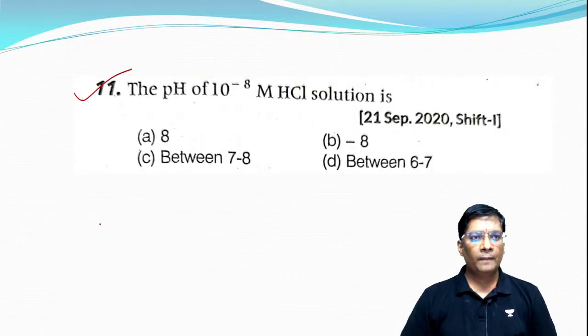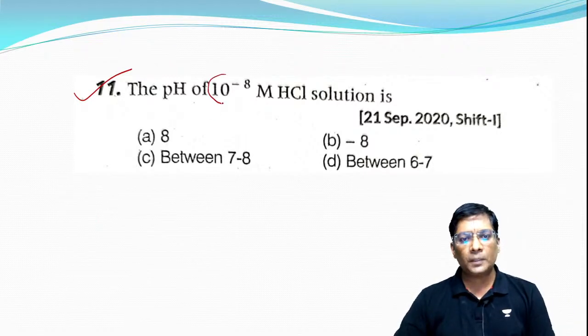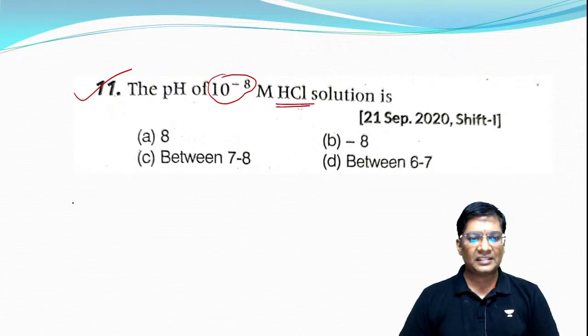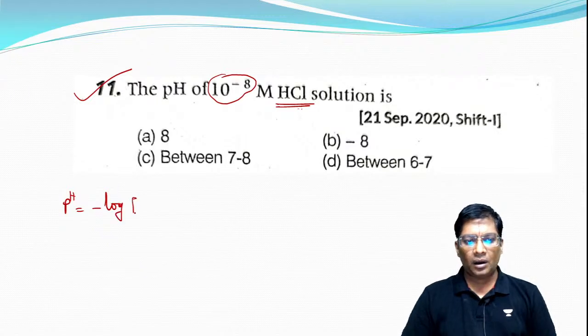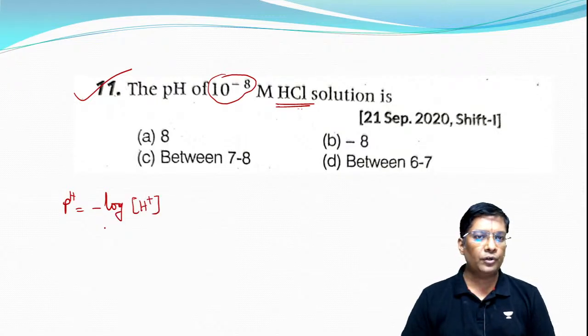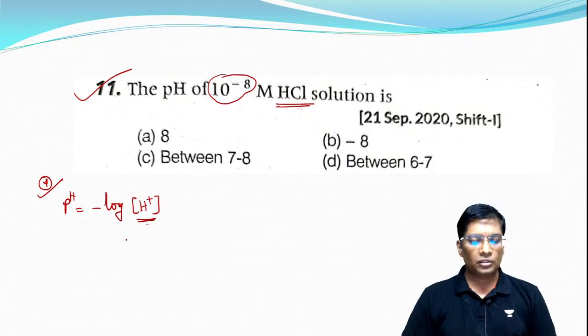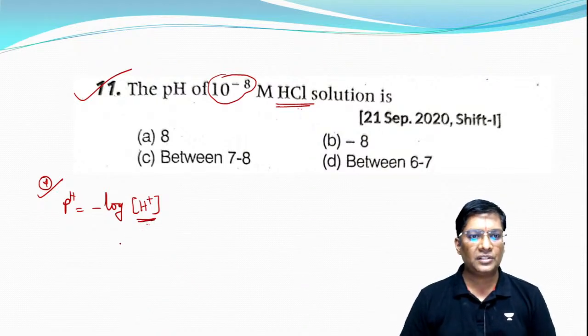Coming to the next one. Got it, all of you? Did you understand the previous question? The pH of 10 to the power of -8 molar HCl solution is... Many people immediately do this: pH equals minus log of concentration of H plus. We know that this is the formula to calculate the pH if you have the concentration of an acid, right? pH equals minus log of concentration of H plus.